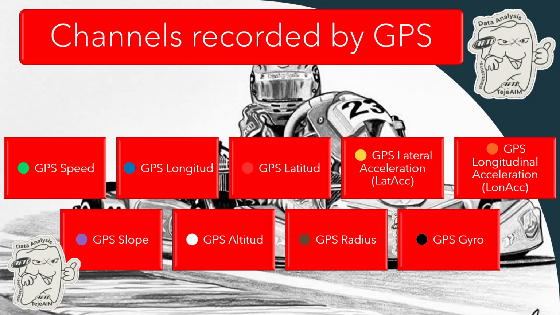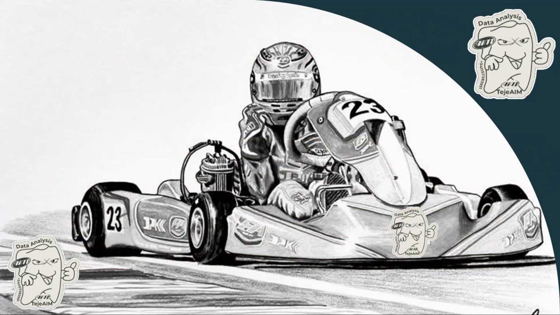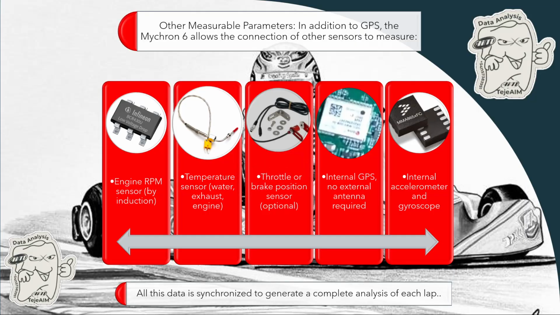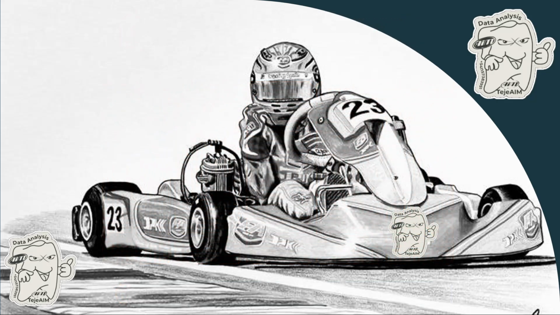There's also some rotation. The GPS gyro measures the speed at which the kart rotates on its vertical axis. It's great for objectively detecting when the car is going nose first, understeer, when it's not turning, or when it's going tail first, oversteer. It's not enough to just look at the cold data.